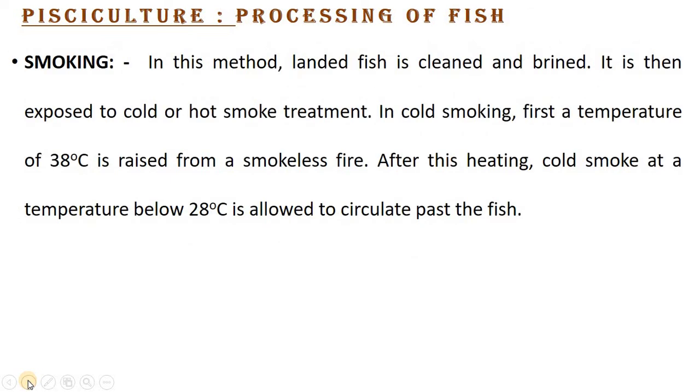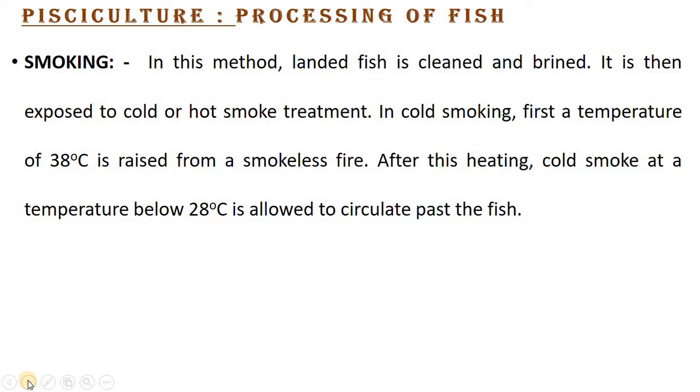Then the sixth method is smoking. Here the fish is cleaned and brined. Brine means applying the salt solution. It is then exposed to cold or hot smoke treatment. In cold smoking, the first temperature of 38 degrees is raised with a smokeless fire. After this heating, cold smoke at a temperature of 28 degrees is allowed to circulate past the fish. So just the smoke is applied to the fish.